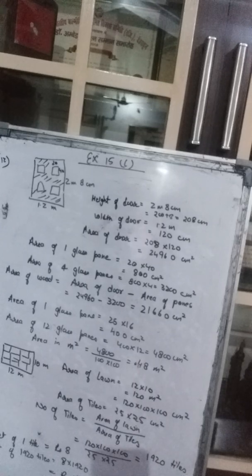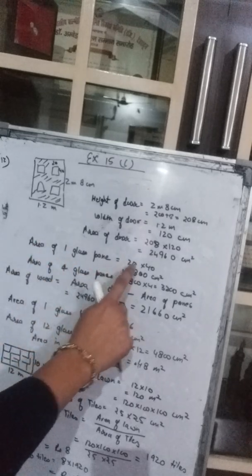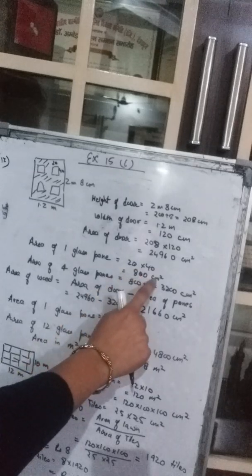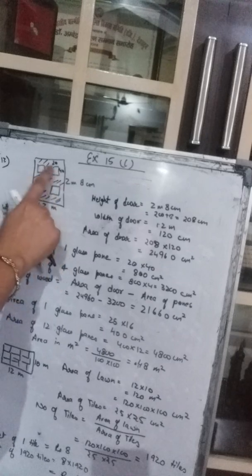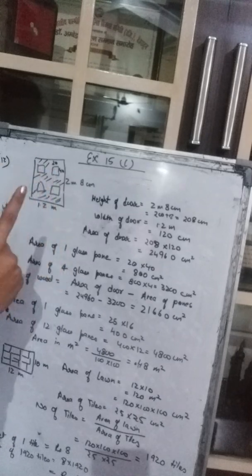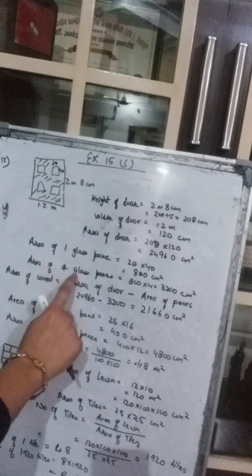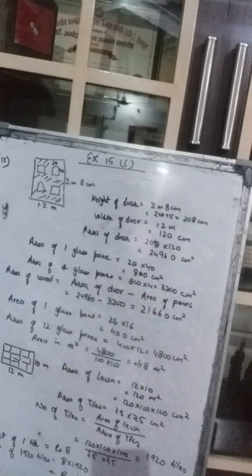Now we'll find out the area of the glass pane. Now glass pane measurements are given to you. So area of one glass pane will be equal to 20 into 40. So that gives you 800 centimeter square. But there are 4 glass panes. So we will multiply each by 4. One glass pane area we have found out. So let's multiply it by 4. So area of 4 glass panes will be equal to 800 into 4. That gives you 3200 centimeter square.